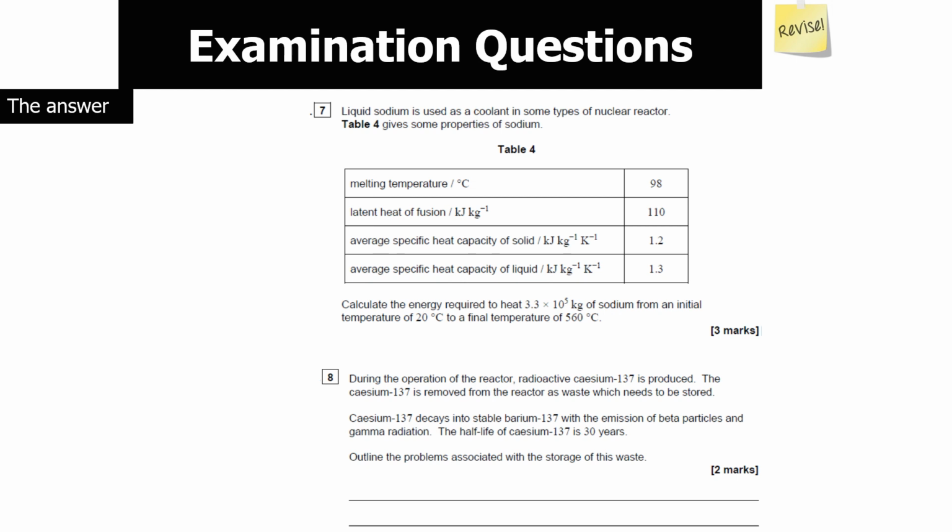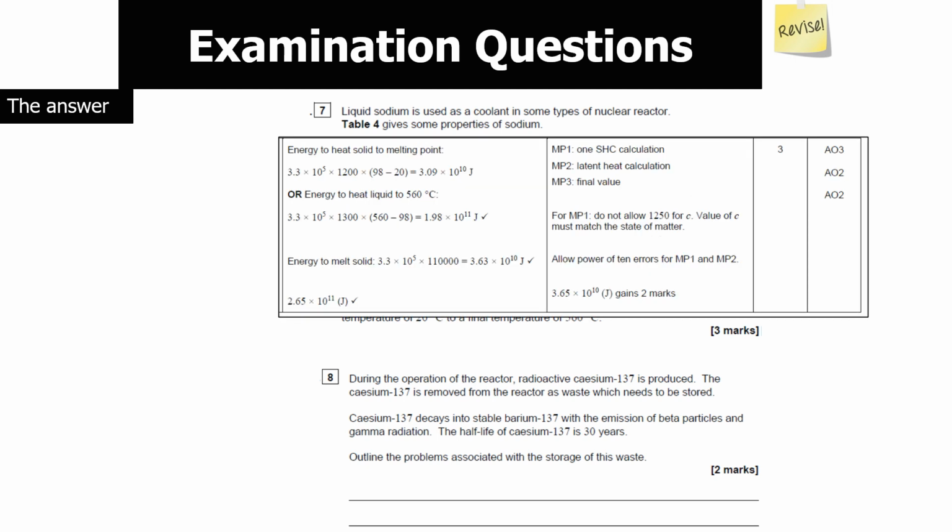So you multiply the mass by the latent heat of fusion, and then finally do the heat capacity when it's a liquid, so do mc delta T, which is going to be from 98 to 560, multiplied by the heat capacity of the liquid. So when you work all those values out, you then have to add them all together because we're working out the total energy. So you work out all three and you get 3.09 times 10 to the 10, 1.98 times 10 to the 11, and 3.63 times 10 to the 10. Add them all together to get 2.65 times 10 to the 11 joules.